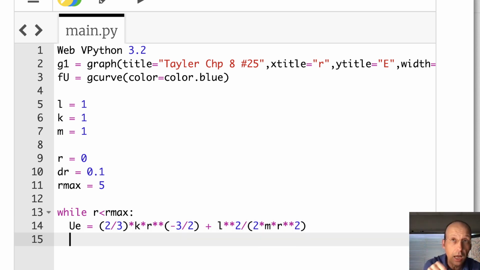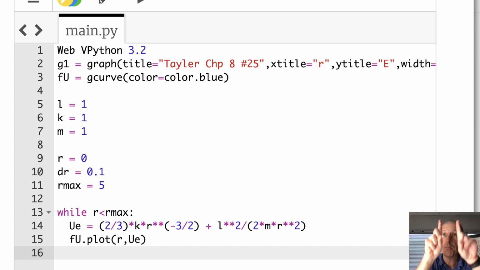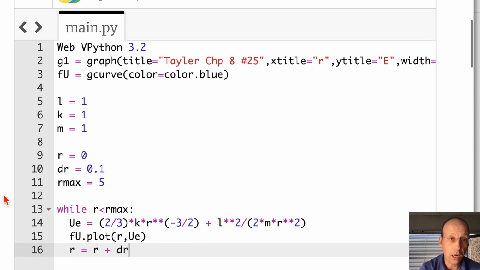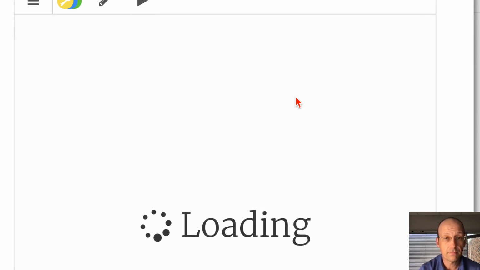Now I'm going to plot that value. So I'm going to say FU.plot R UE. Now the most important point, if you forget this, your program will go on forever: R equals R plus dr. So I need to increment my value of R and then go do the whole thing over again. Let's see if this even works. Who knows? Could have had an error. Errors happen. Run.